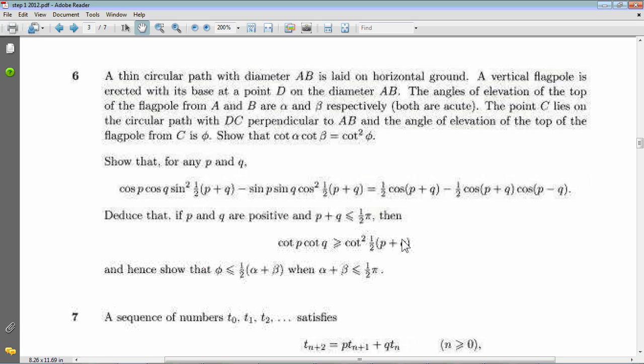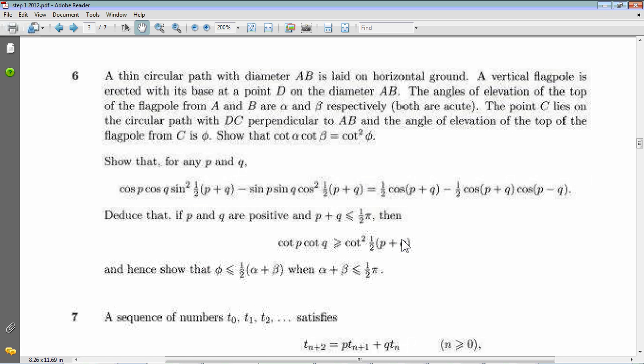So we'll do that first part of the question first, but if you're planning to just do the whole question yourself before looking at the video, let me briefly read the rest. It says, show that for any p and q, cos p cos q sin squared of 1/2 (p plus q) minus sin p sin q cos squared of 1/2 (p plus q) is equal to 1/2 cos(p plus q) minus 1/2 cos(p plus q) cos(p minus q).